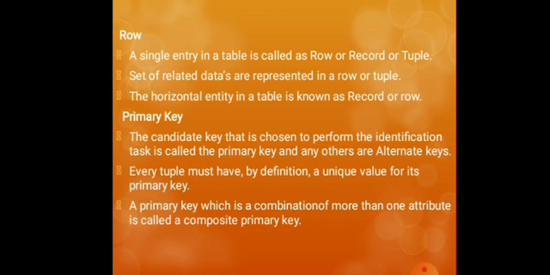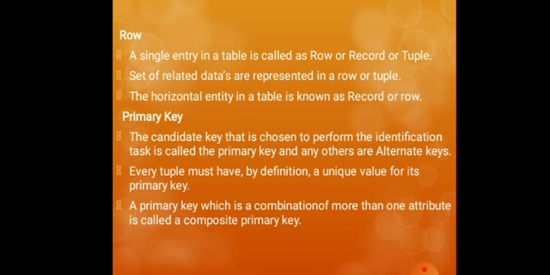Row. A single entry in a table is called a row, or record, or a tuple. A set of related data is represented in a row or tuple. This horizontal entity in a table is known as a record or row.